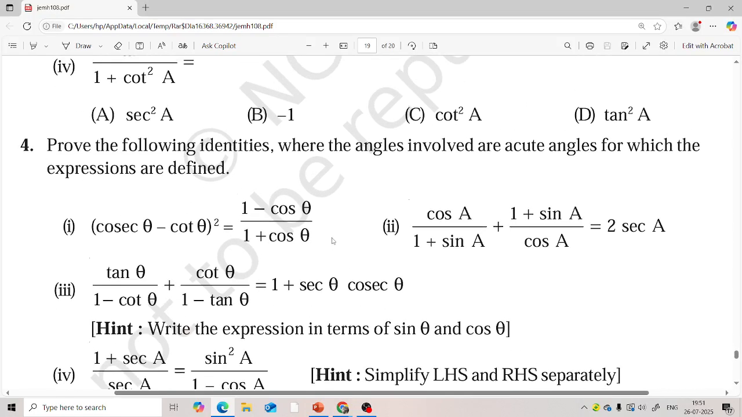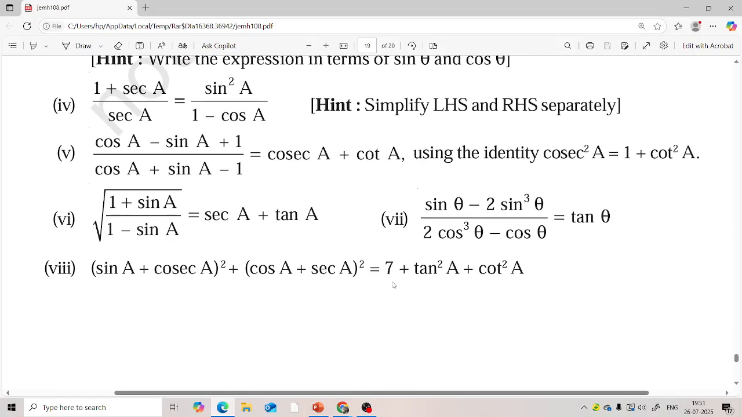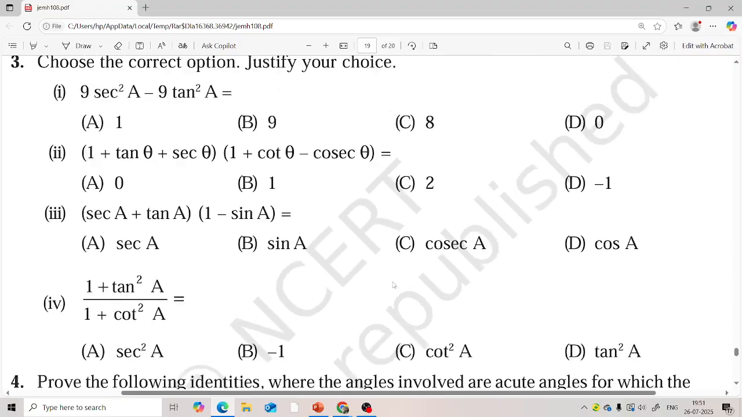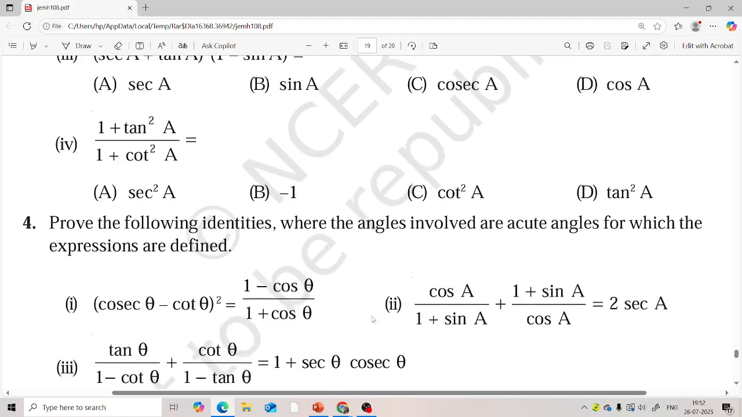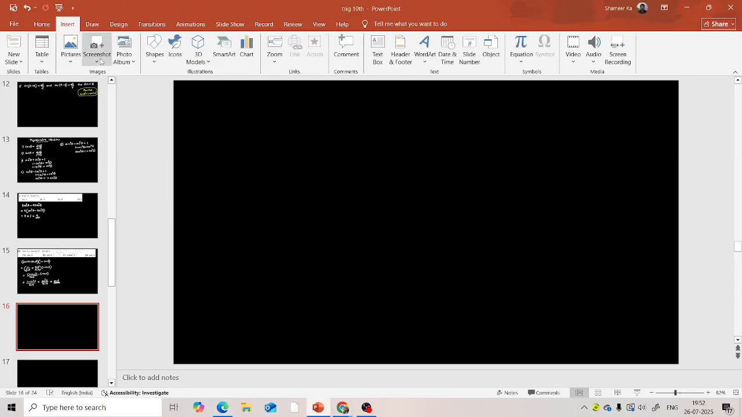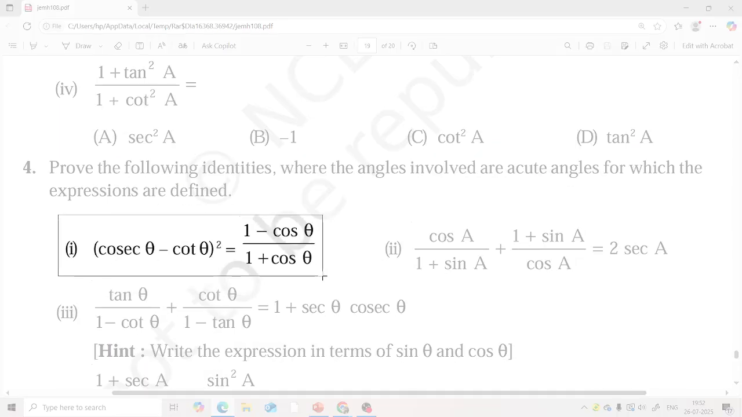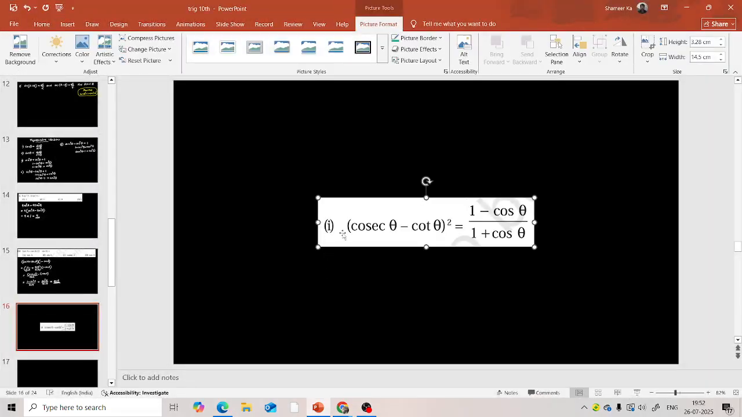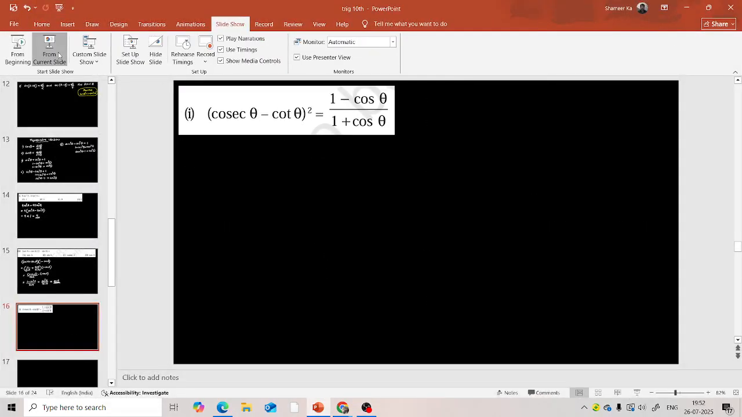There are a lot of show that questions. Let me discuss the first question. From this question onwards, it will be tough. All these questions are tough. If you don't understand any step, you can ask me. I am ready to repeat. All these questions are show that type.